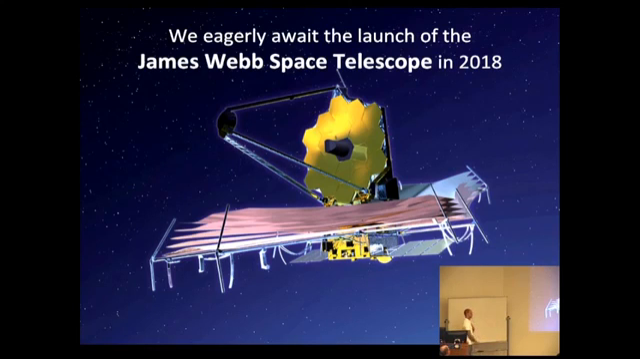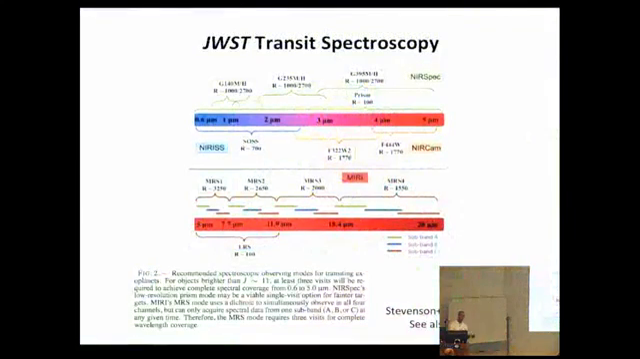So hopefully this is a sentiment that you all share. We eagerly await the launch of the James Webb Space Telescope late in 2018. JWST will revolutionize the area of transit spectroscopy because of its large collecting area to achieve higher precision measurements, its broad wavelength coverage with multiple instruments and multiple modes, and much higher spectral resolution, and uninterrupted observations. You can see I'm getting really giddy here.